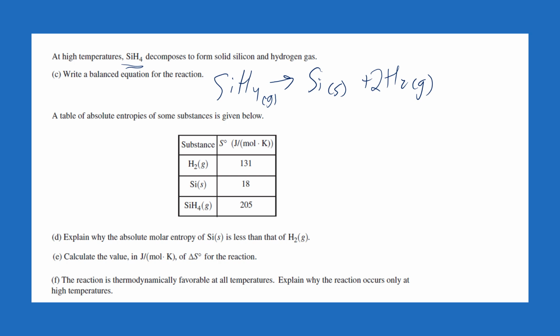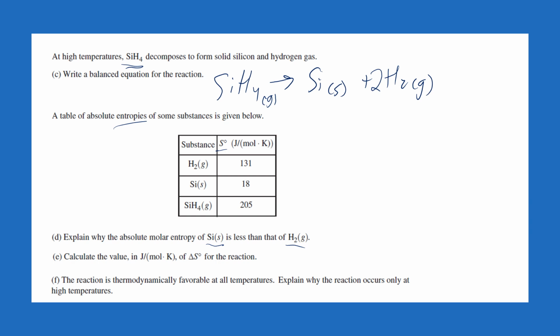Okay, and then we have a table of absolute entropies, so our S values, and explain why the entropy of the solid silicon is less than that of the hydrogen gas. So it's because silicon is a solid and hydrogen is a gas. That's what it's looking for. The gas has more entropy, it's more disorganized, more spread out. So that's why it's a higher entropy value.